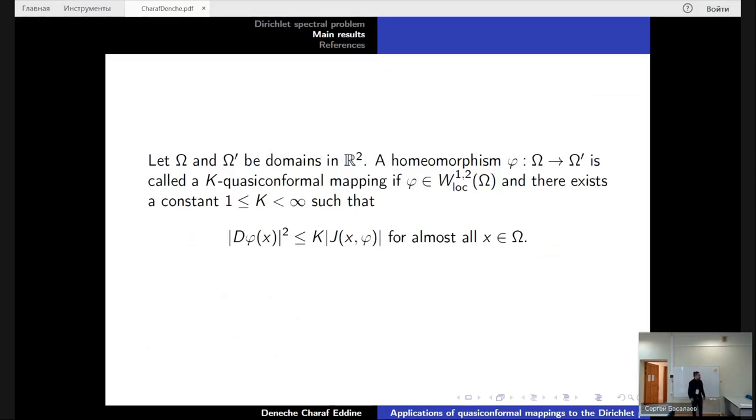Here we have a definition of quasi-conformal mapping. Let omega and omega prime be domains in R2. A homeomorphism phi from omega to omega prime is called a quasi-conformal mapping if phi is in this Sobolev space and there exists a constant k in this interval such that the inequality is verified for almost every x in omega.